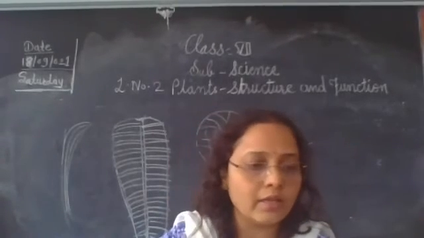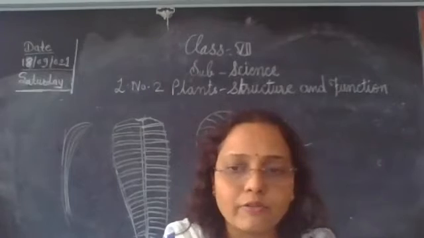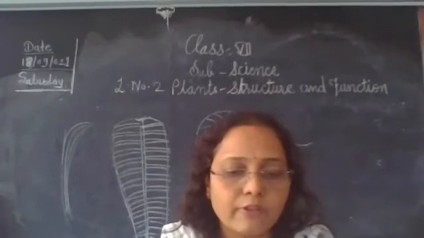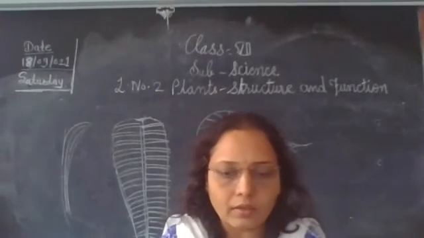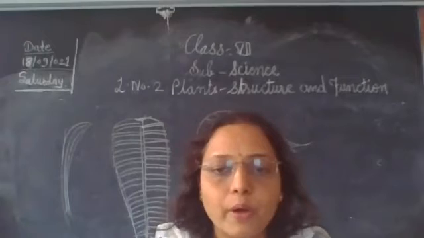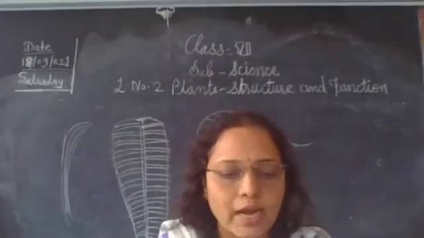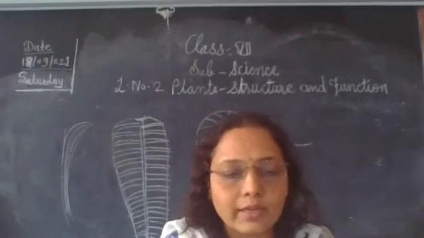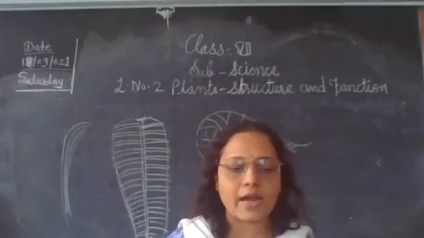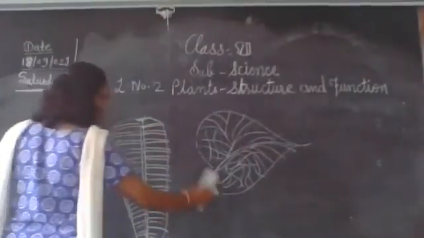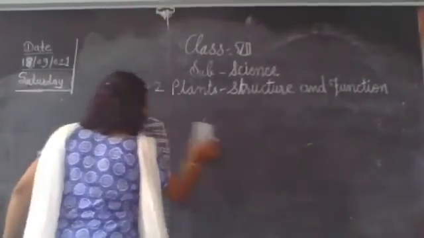Okay, children. Then we move to the third part of a plant, the flower. A flower is a reproductive part of the plant. It consists of calyx, corolla, androecium and gynoecium. So let's see the structure of a flower.